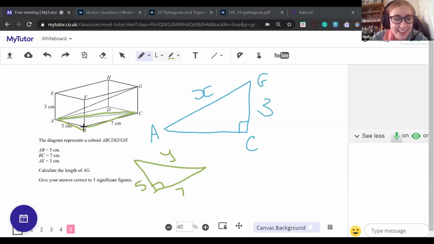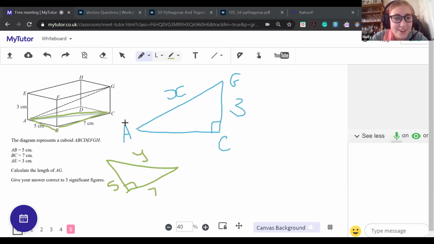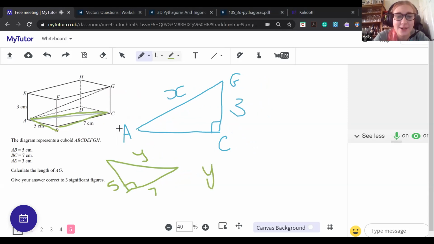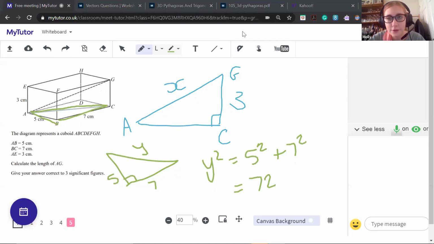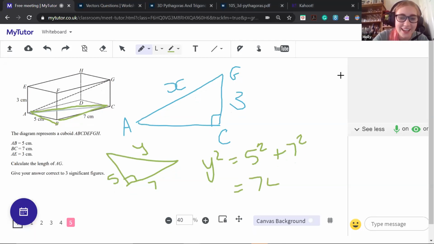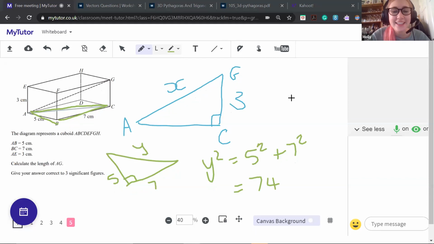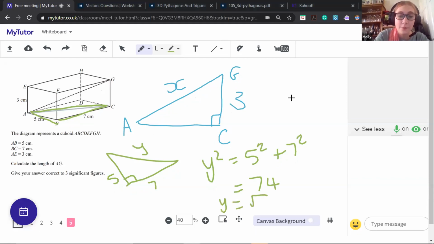So to find y here, this one AC across the bottom, we're going to use this green triangle. We say that y squared equals 5 squared plus 7 squared, which is 25 plus 49, which is 74. Geez, I really need to improve my mental math skills, don't I? Okay, so y is root 74, and we're actually going to leave it in that root, and you'll see why.